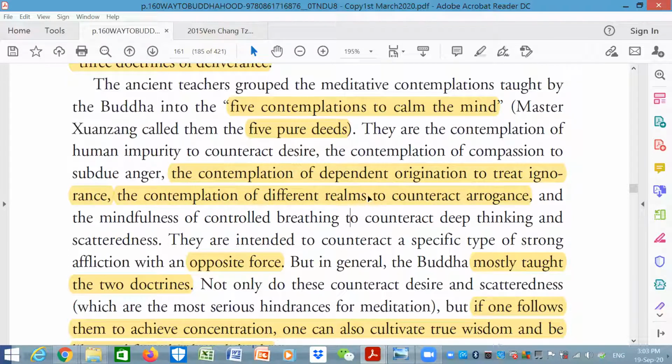Contemplation of the different realms to counteract the arrogance. Class, basically arrogance is not that accurate. It should be egoism, the perception of I or mine. In English we call it like this. I think in the translation, the one who verified it might not be Buddhist, so they don't really understand the meaning there. Why do we say so?